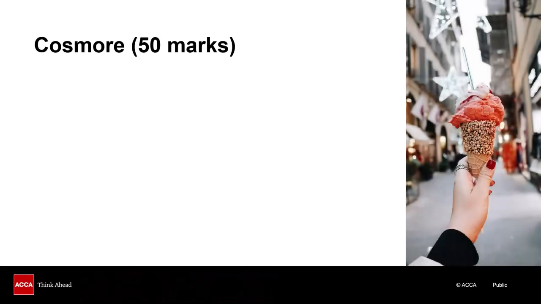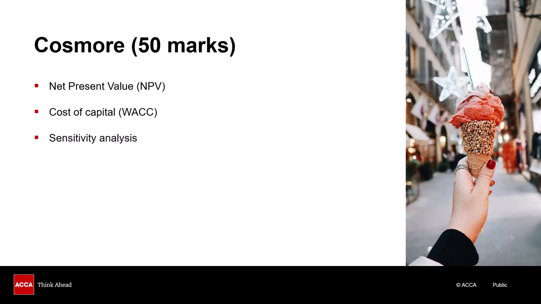So let's have a look at the breakdown of topics in Cosmore. 50 marks, as we said, and they are looking at doing some ice creams, hence the delicious image there on the right. So we're going to look at a net present value, NPV. As part of that, we need to work out the cost of capital, the WACC. We've got a bit of sensitivity analysis. We've got some discussion of risk and also a bit of discussion on capital rationing. Now, of course, in AFM, we've also got 10 professional marks. So keep an eye out for those throughout this question. I'll show you exactly what you need to do to earn those.